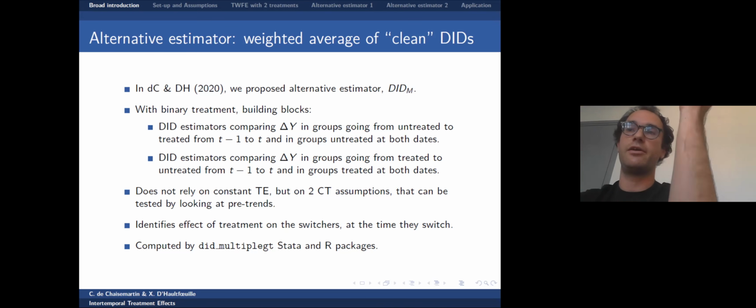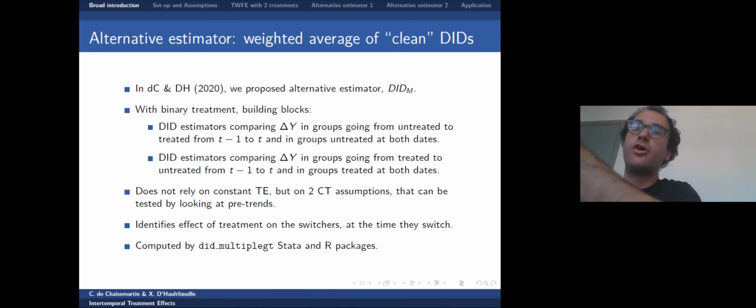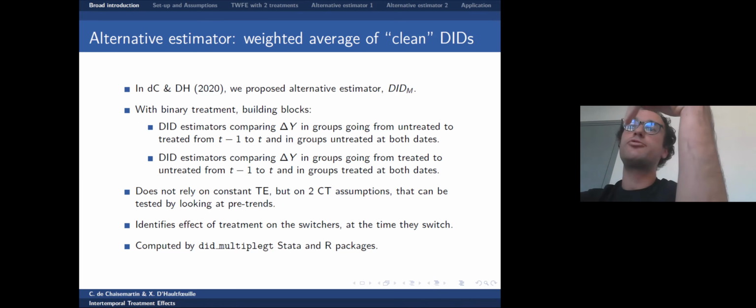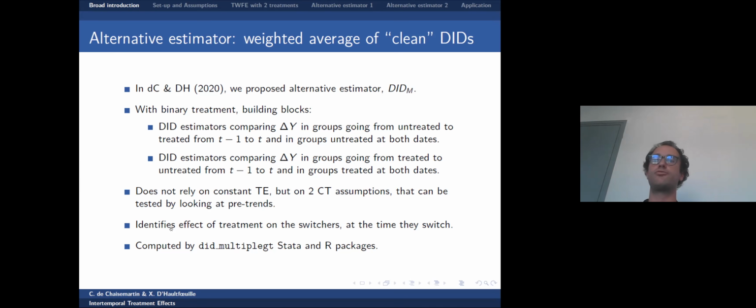So the idea of our estimator was to say, we're going to compare switchers to non-switchers, making sure that the controls we use for a switcher had the same treatment as that switcher in t-1. And that ensures that this estimator is only going to rely on a parallel trends assumption rather than a homogeneous treatment effect assumption. And this estimator identifies the treatment effect on the switchers at the time that they switch, and it's computed by our did_multiplegt_stat and other packages.